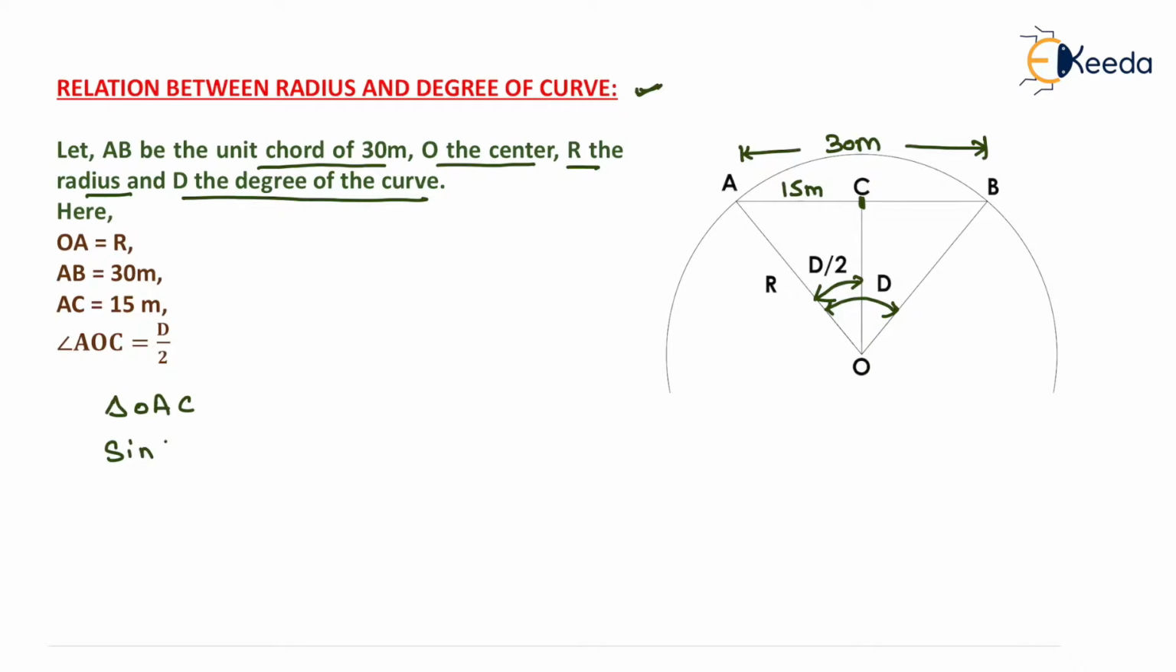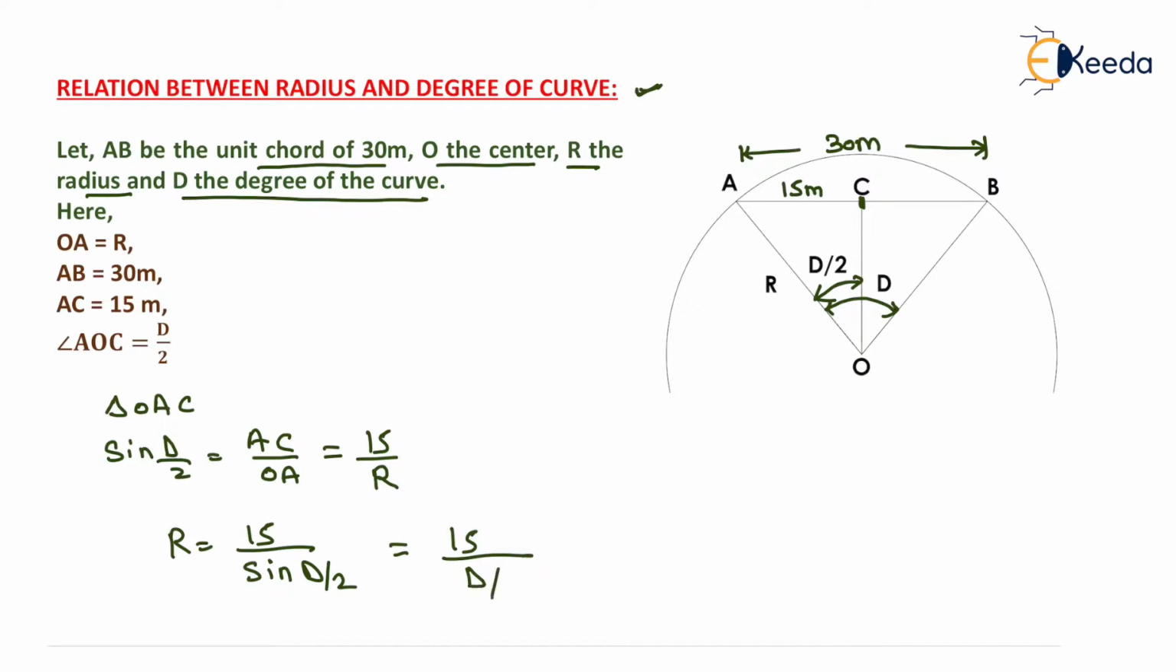Now from the triangle OAC, sin D by 2 will be equal to AC upon OA. On putting the value of AC here, we will get 15 upon the value of OA, which is capital R. So R will be equal to 15 upon sin D by 2. Now as D is very small, sin D by 2 can be written as D by 2, so R is 15 upon D by 2.